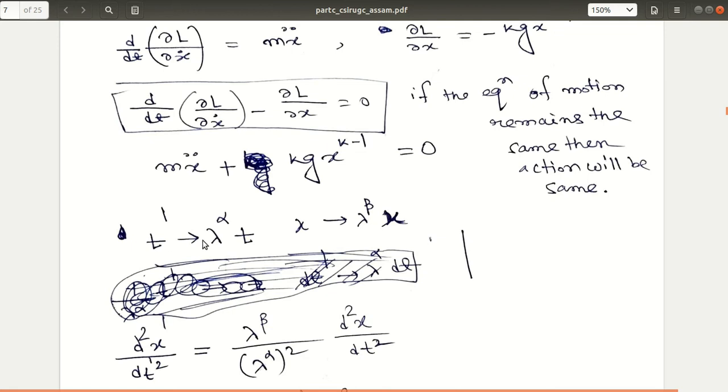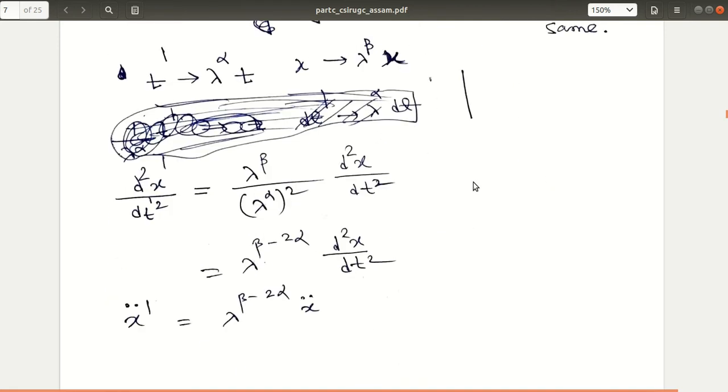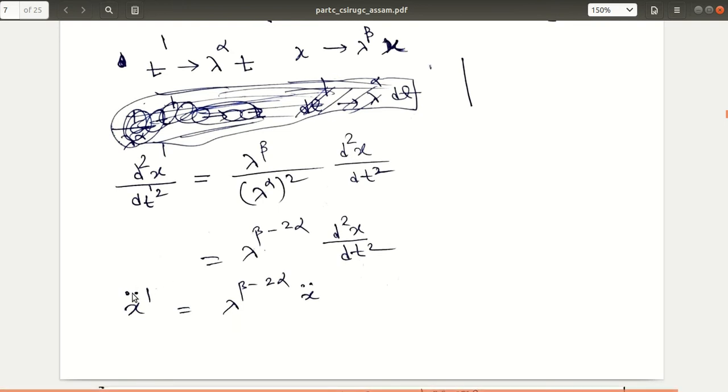So t prime becomes lambda to the power alpha times t, and x prime becomes lambda to the power beta times x. So d²x prime by dt prime square is lambda to the power beta by lambda to the power alpha square times d²x by dt². So it will be lambda to the power beta minus 2 alpha times d²x by dt². So x double dot prime is lambda to the power beta minus 2 alpha times x double dot.